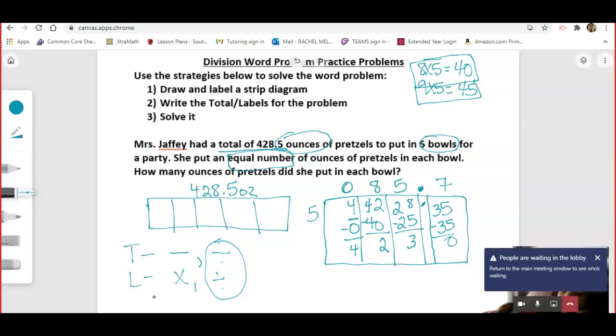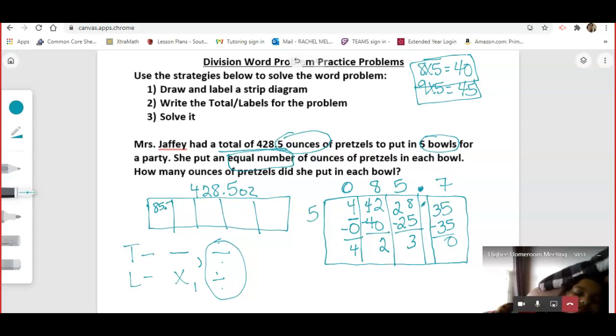For the sake of time, I'm going to move on and not do the multiplication to check, only because if the internet goes out again, I don't want to lose you guys. So that means each bowl is going to have 85 7/10 ounces in it. Questions on that one?